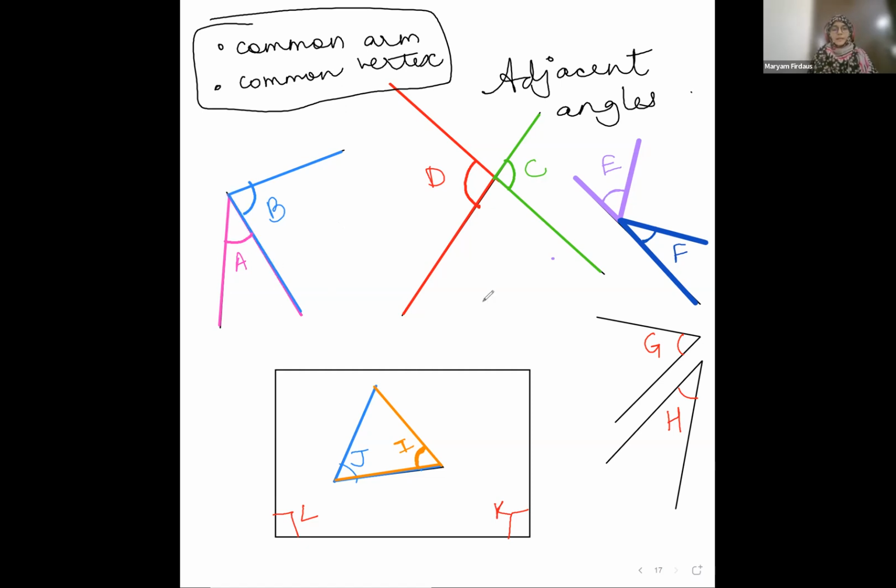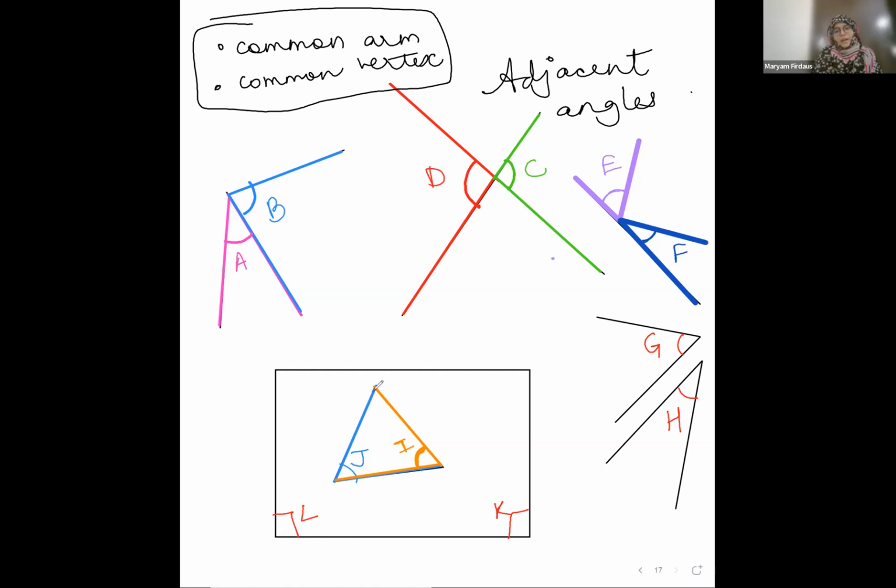And anything else? GH. No, they are not, because they don't even have a common vertex and they don't even have a common arm. They don't have any common anything. Then what else? JI and VK. Okay, that's L. This is not V, it's L. Hiba, J and I.